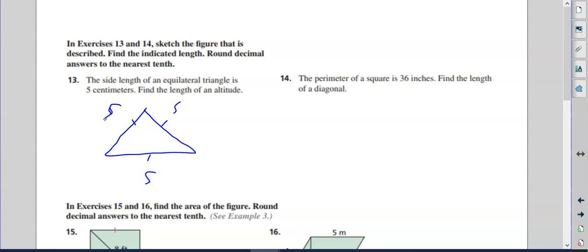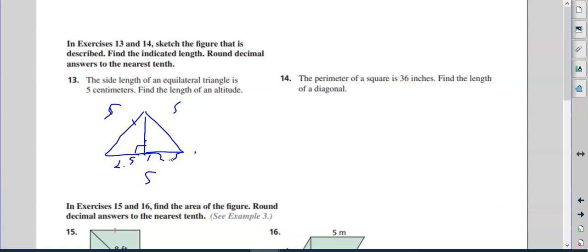Find the length of the altitude. That means you're coming straight down the middle right here. I don't know why I just drew a 5 there. I meant to draw a right angle. My brain got confused. So when we do that, even though this doesn't look good because I didn't draw it that great, this altitude is a bisector. So we have 2.5.